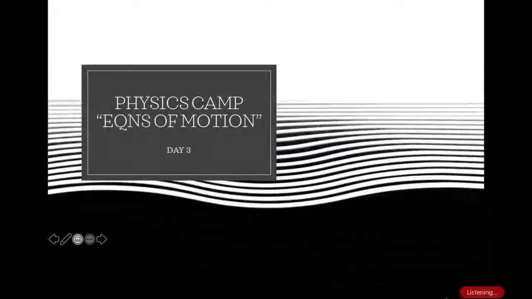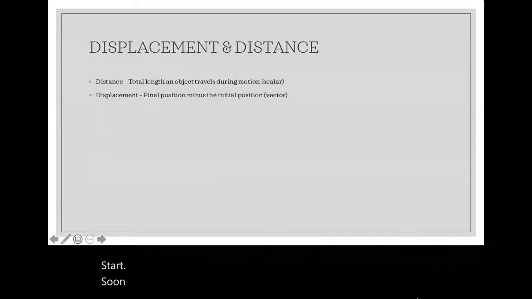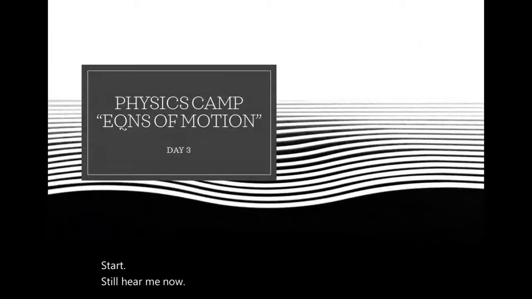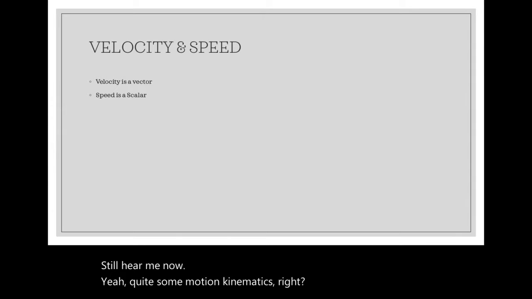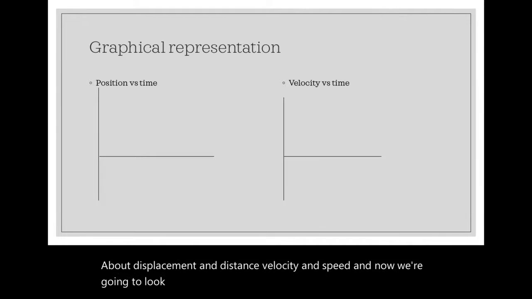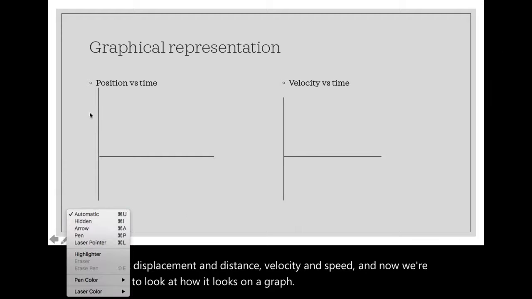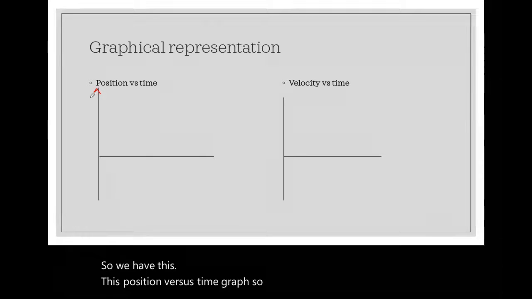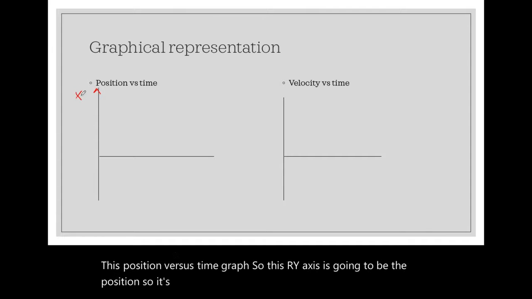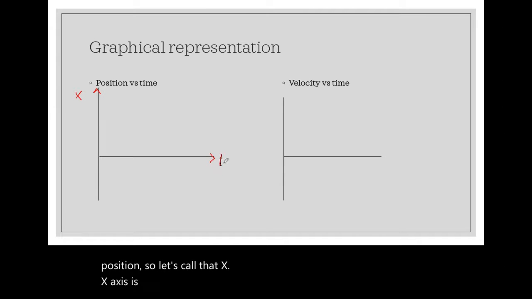Slideshow. Let them start. Okay. Just going to assume you can still hear me. So yeah, equations of motion, kinematics, right? We talked about displacement and distance, velocity and speed, and now we're going to look at how that looks on a graph. So if we have this position versus time graph, our y-axis is going to be the position, so let's call that x. Then this x-axis is going to be the time. And similarly, this is going to be a velocity, and this is going to be time.